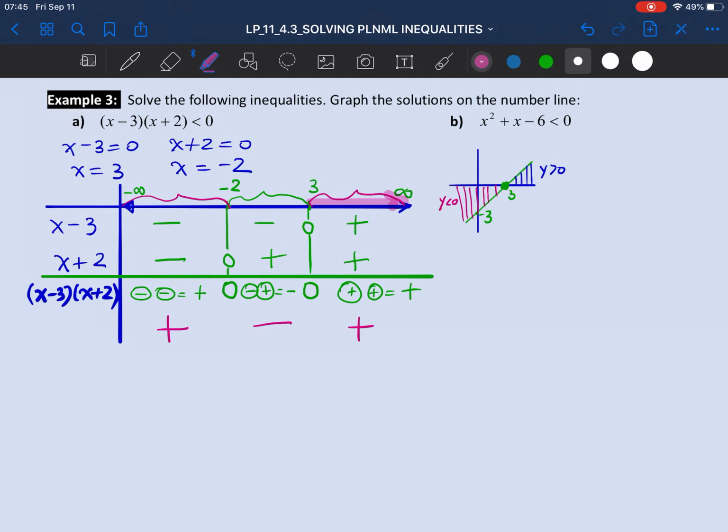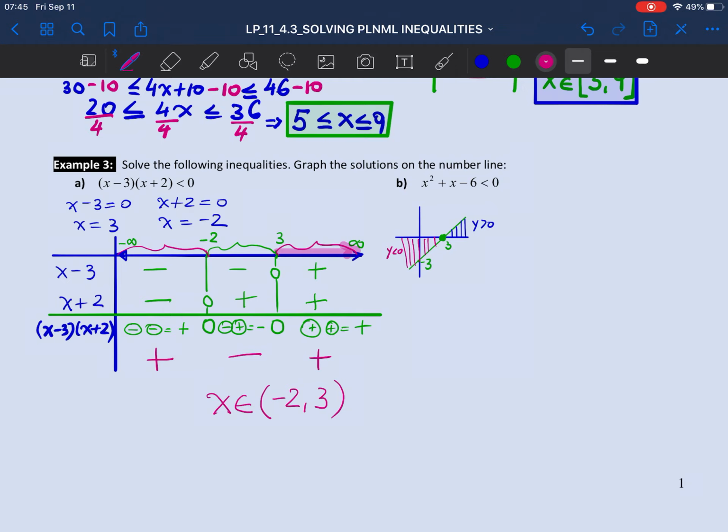So since we want the product to be negative, then we'll say that the product is negative for the values of x between negative 2 and 3. So we'll say x belongs to the interval negative 2 to 3, and thank you very much, but we don't want the zeros, so we're going to write round brackets around it, and we'll say that this is a solution to this inequality.